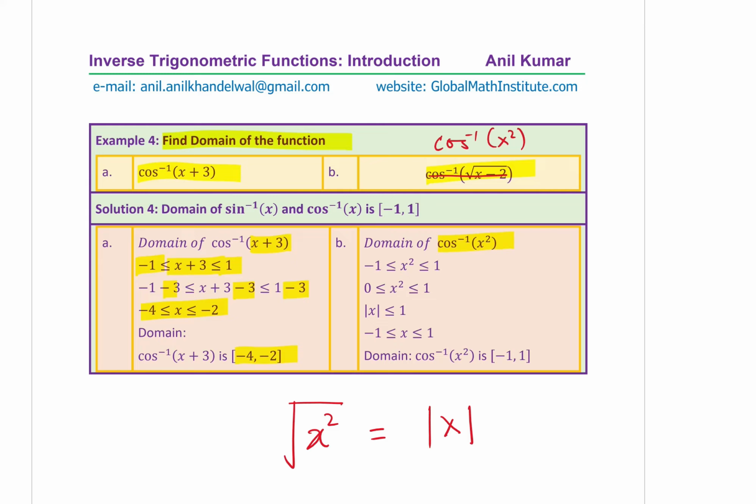So we need to find the domain of cos inverse of x squared. X squared should be between minus 1 and 1. We know x squared is always positive, so we'll make it between 0 and 1. Square root of x squared is the absolute value of x. So when you take the square root of both sides, you get the absolute value of x less than or equal to 1, and that really means that x should be within minus 1 and plus 1, both included. So that is how we are going to solve this particular question. I hope the concept is absolutely clear.